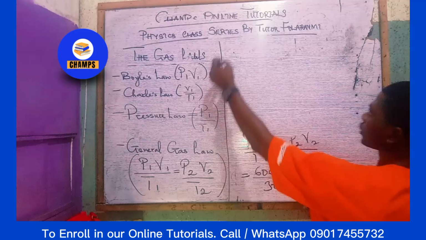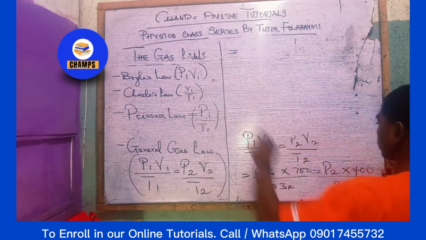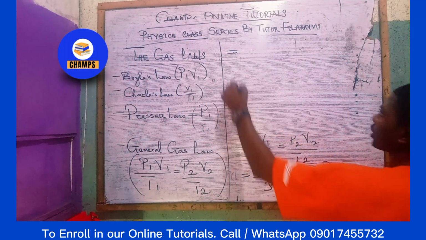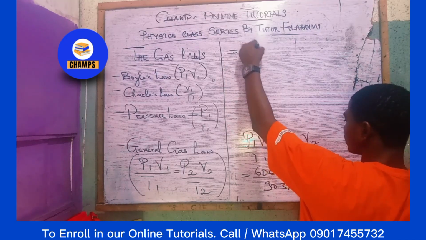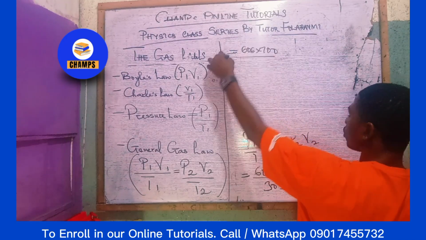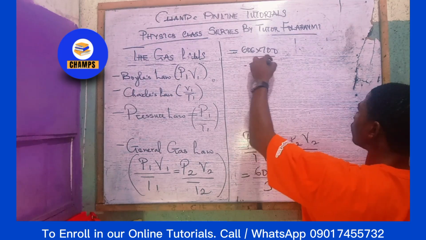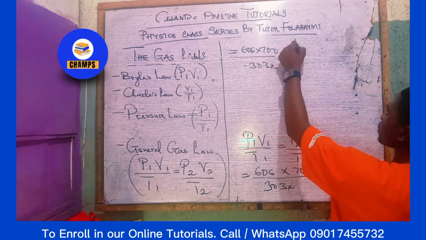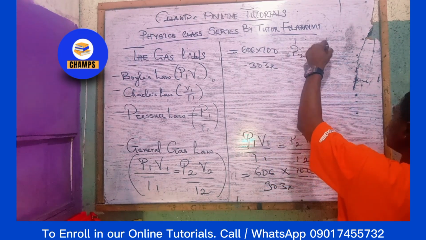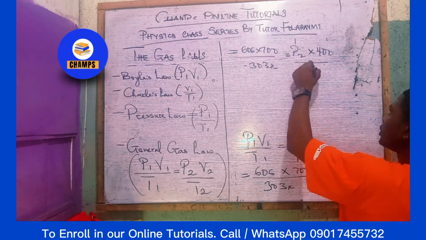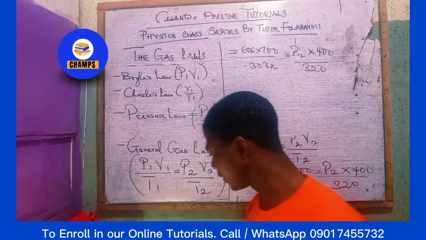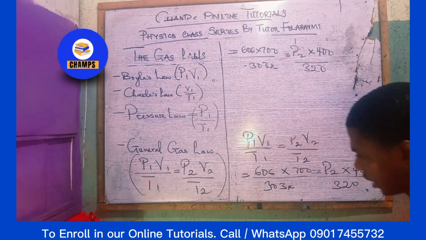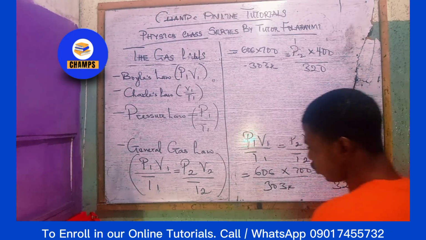Alright, so by cross multiplication we can change the formula to become: 606 multiplied by 700 all over 303 Kelvin is equal to P2 multiplied by 400 all over 320. I believe this is very much clear. By cross multiplication now, we can have our final value.